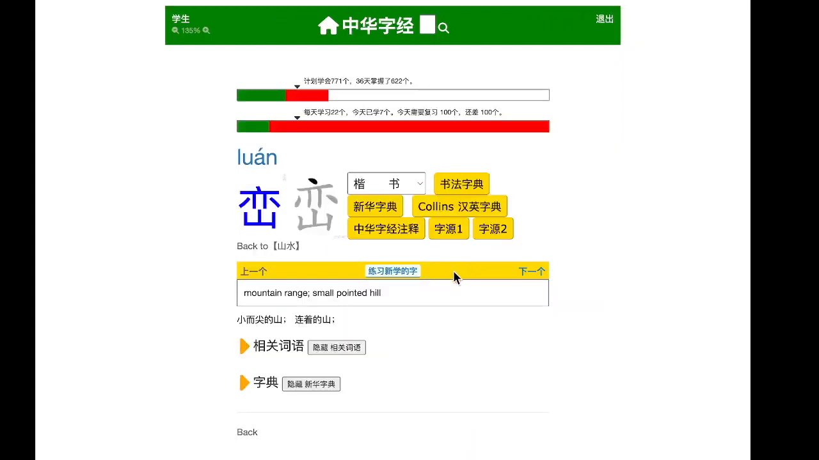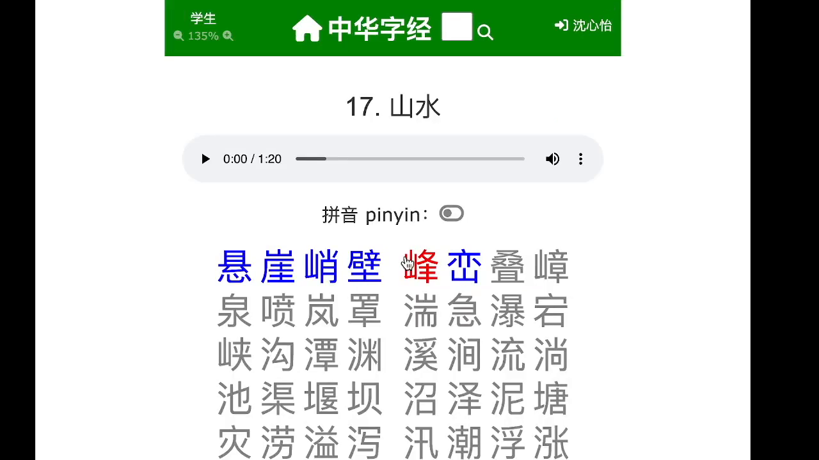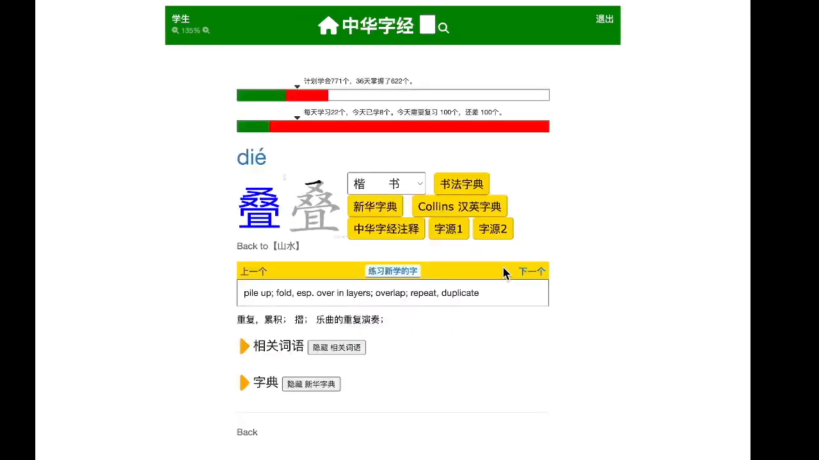峰峦. 峦 is a mountain range, or it could be a small pointed hill, but here when you say 峰峦, this is ridges and peaks of mountains. 叠 means to pile up or fold, especially fold over in layers. It's overlapping, repeating, a stack of duplicated layers piled up. You see these three here? That's your little pile in a stack.